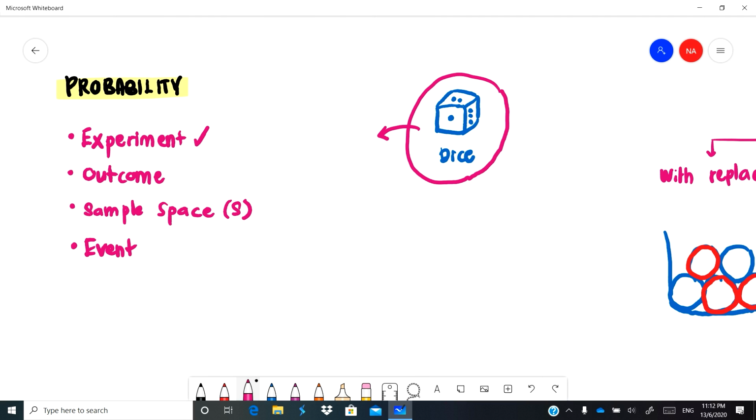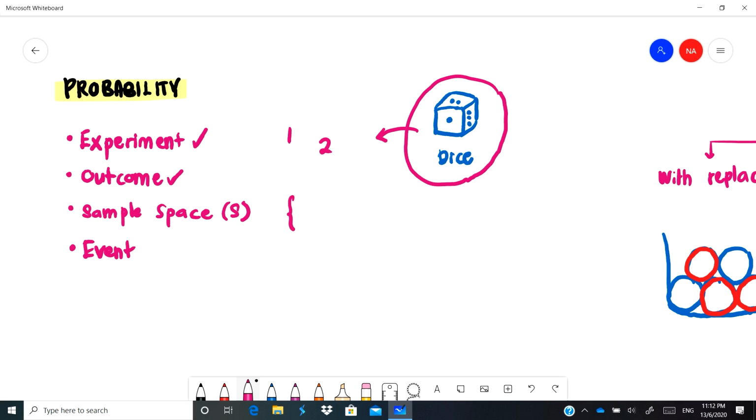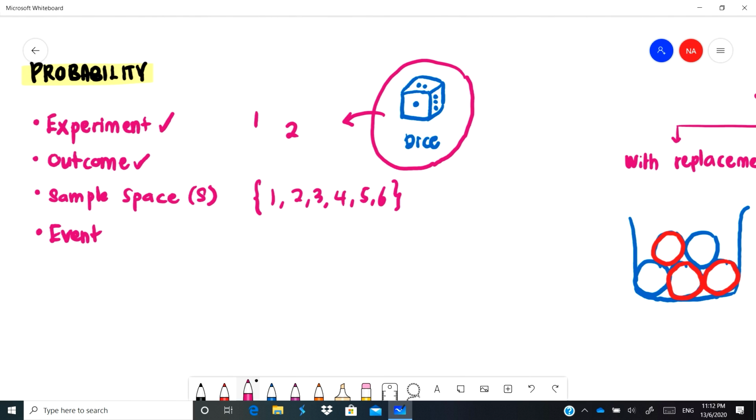The outcome is what you get when you roll a dice: you can get 1, you can get 2. These are known as outcomes. The sample space is the list of all possible outcomes. For this experiment of rolling a dice, we'll get 1, it can be 2, 3, 4, 5, or 6. These are all the possible outcomes of rolling a dice, so this is the sample space.